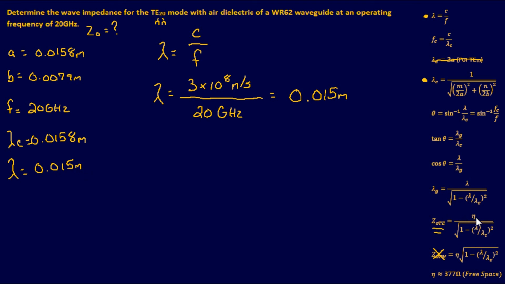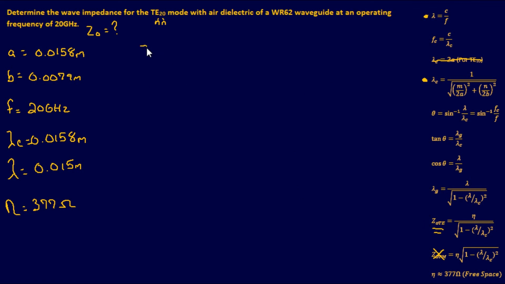Now right here, like I said in the PowerPoint, your air dielectric is going to be 377 ohms. So that means this guy right here is going to be 377 ohms. All right, so I'll clean this up and we'll keep moving forward. So I'll rewrite our equation. It's going to be air free space impedance, and that's going to be the square root of 1 minus the wavelength over the wavelength cutoff, and then close parentheses and then square those.